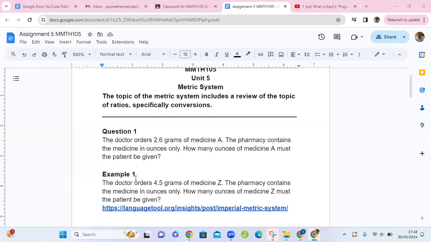This example 1 says the doctor orders 4.5 grams of medicine Z. The pharmacy contains the medicine in ounces only. How many ounces of medicine Z must the patient be given? Now, to answer such a question, there is a website that we can access to get some insight as to how we can approach it. But at first glance, we can see this question is a ratio question, which is based on conversions.